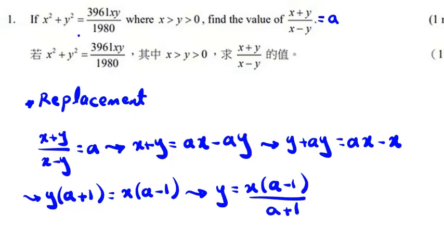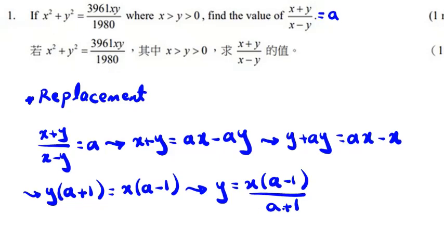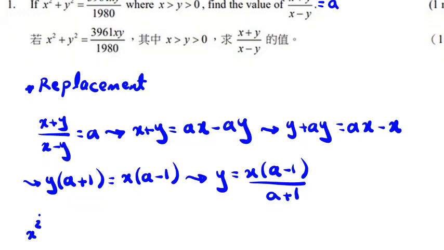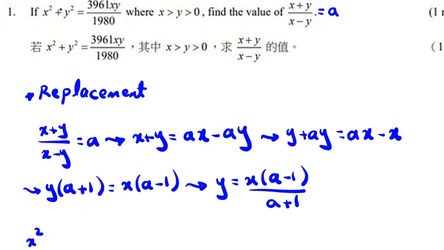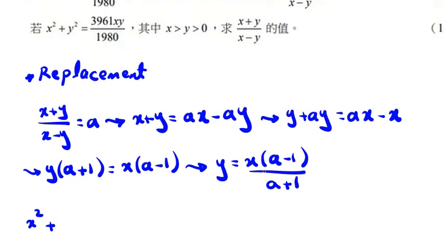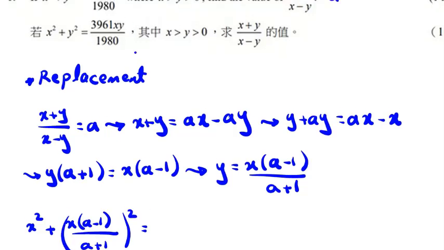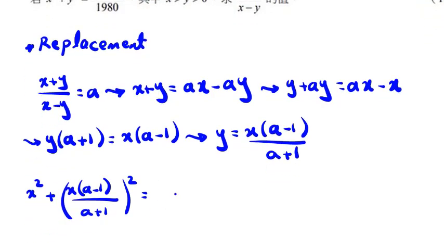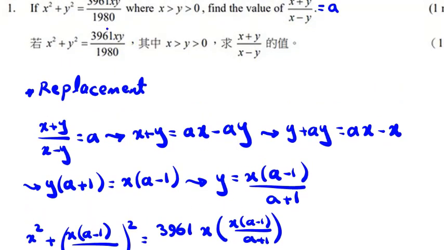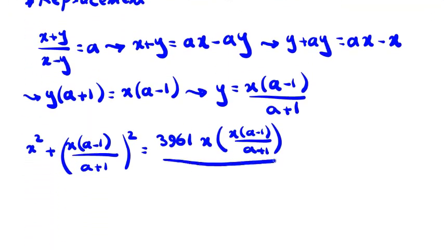Now we replace y with x times (a minus 1) over (a plus 1). So it will be x squared, from the assumption main equality, plus y squared, which will be x times (a minus 1) over (a plus 1), squared, equals 3961 times xy. Y is x times (a minus 1) over (a plus 1), over 1980.